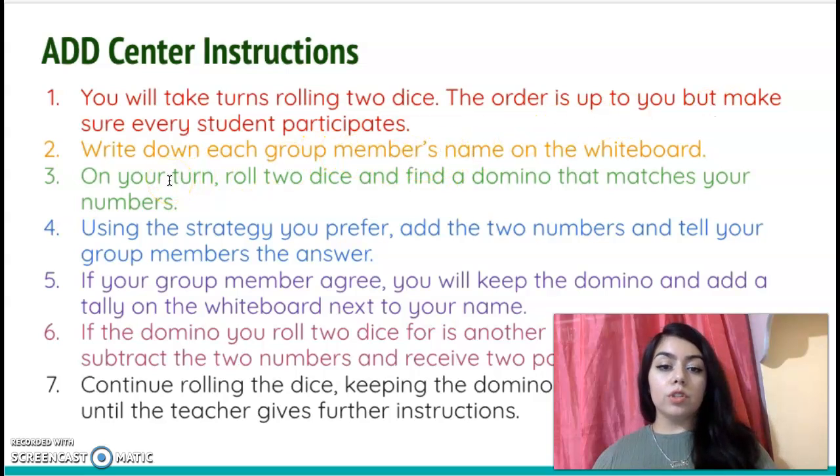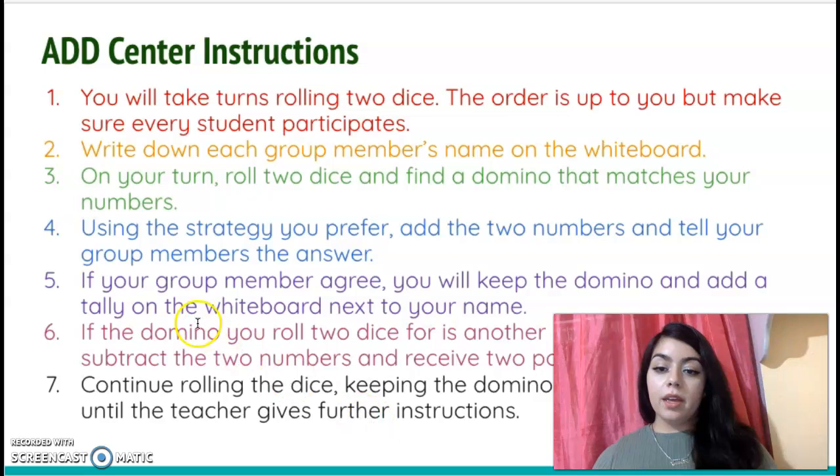On your turn, roll two dice and find a domino that matches your numbers. Using the strategy you prefer, so like I said, they can use manipulatives, their fingers, up to them. Add the two numbers and tell your group members the answer for the sum. If your group members agree, you will keep the domino and add a tally on the whiteboard next to your name.